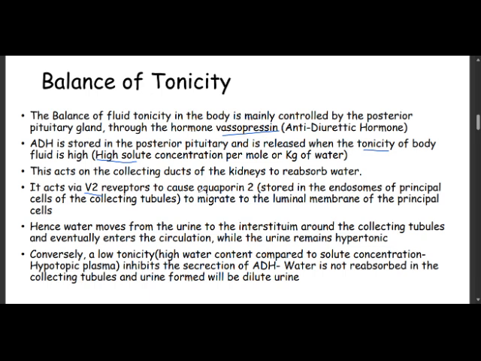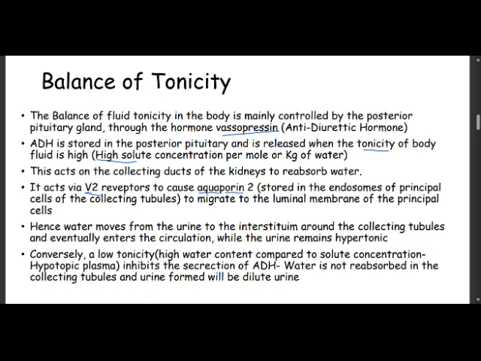From the word aqua, water, a porine is just a pore or an opening. So aquaporin 2 is a type of transmembrane protein that helps in movement of water into and out of the cell. These ones are stored in the endosomes of the principal cells of the collecting ducts. The cells that have V2 receptors are known as the principal cells, and they're located in the collecting ducts of the kidney. So they have V2 receptors.